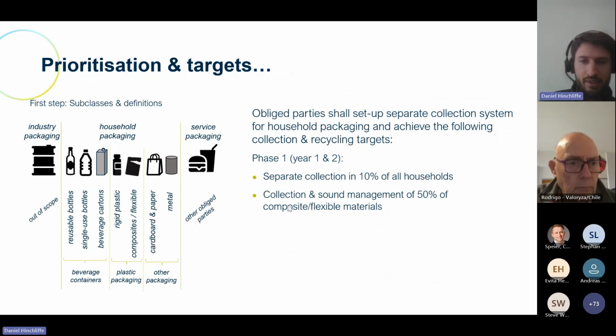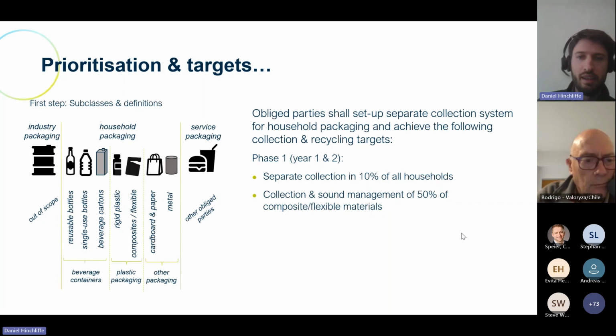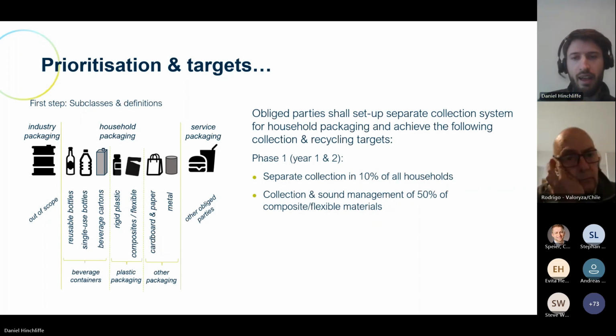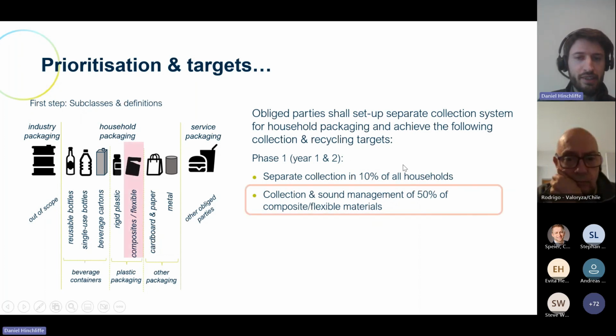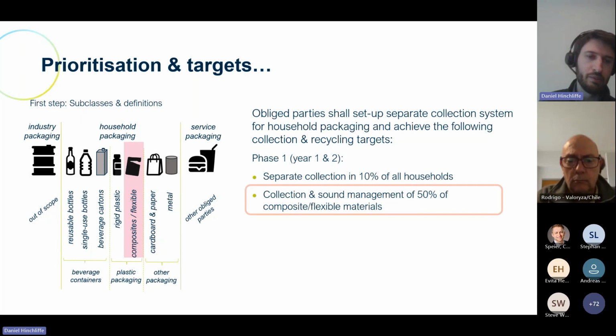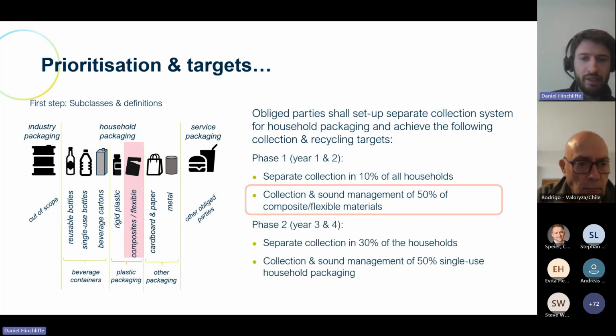So we may want to then set targets. To make this EPR system go somewhere, we have to have a target of different amounts of different packaging to be collected and recycled. So in this case, let's say you are starting an EPR system for the first time. We might want to say in the first phase, for years 1 and 2, we have a separate collection of about 10% in all households. And we will set for this initial phase a target of 50% of composite and flexible materials will be collected for waste management. In a second phase, we then extend this to 30% of collection, so years 3 and 4.